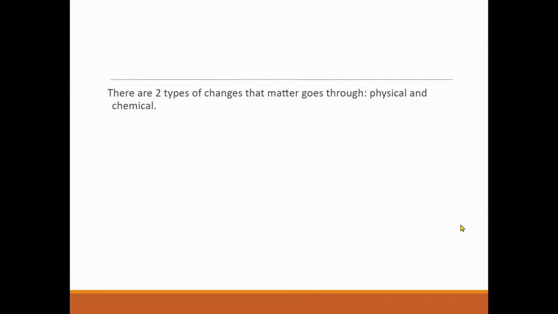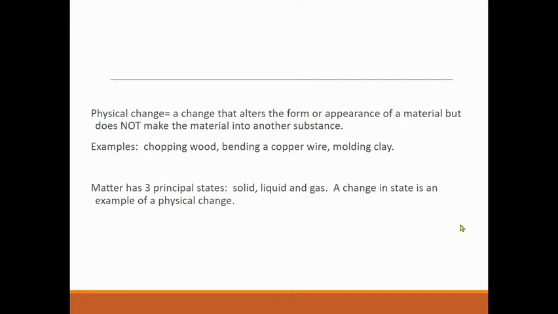There are two types of changes that matter undergoes. They either change physically or chemically. A physical change is a change that alters the form or appearance of a material, but does not make the material into another substance. Some examples would be chopping wood, bending a copper wire, molding clay.